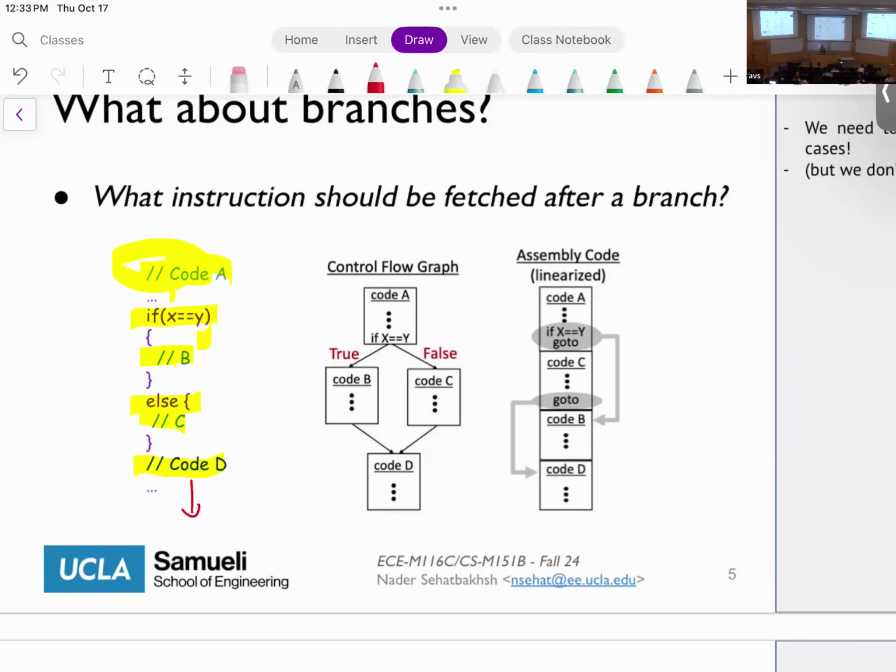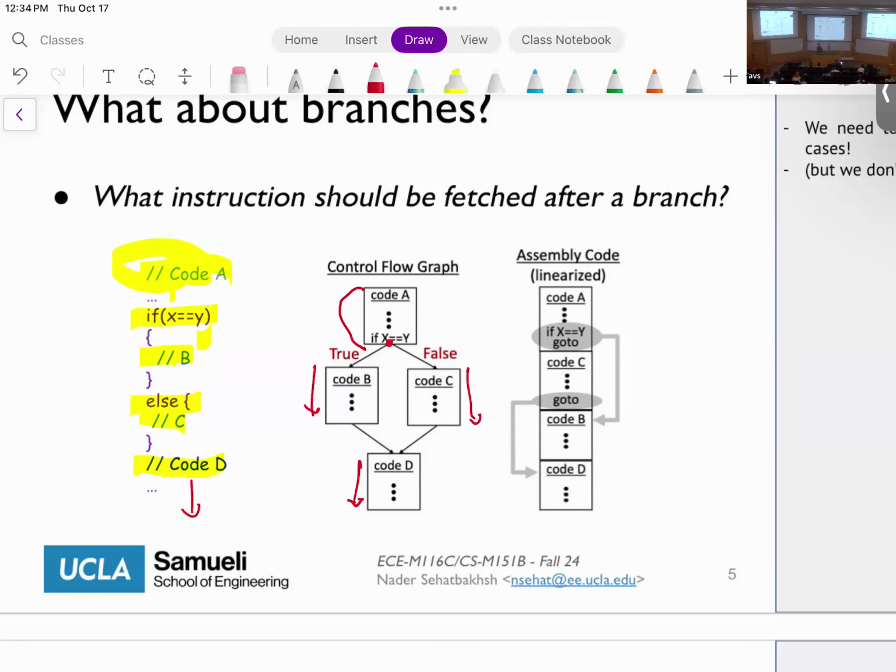If I draw the control flow graph of this, it would look something like this. I have a block A. At the end of this block, I have what we call a branch: if it's true, I'm going to run B, and if it's false, I'm going to run C. And in both cases, I'm going to converge to D.